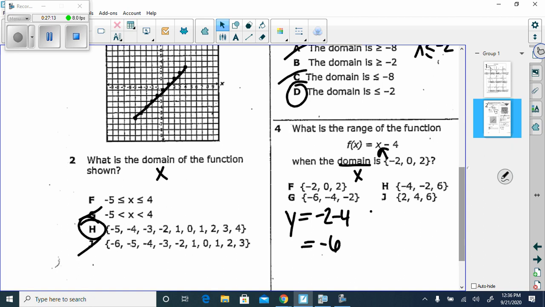-6. Alright, and if you did your next one, you'd have 0 minus 4. Well, 0 minus 4 is just -4. You plug in the next one, you've got 2 minus 4. What is 2 minus 4? -2. Good. So what's my answer? J.